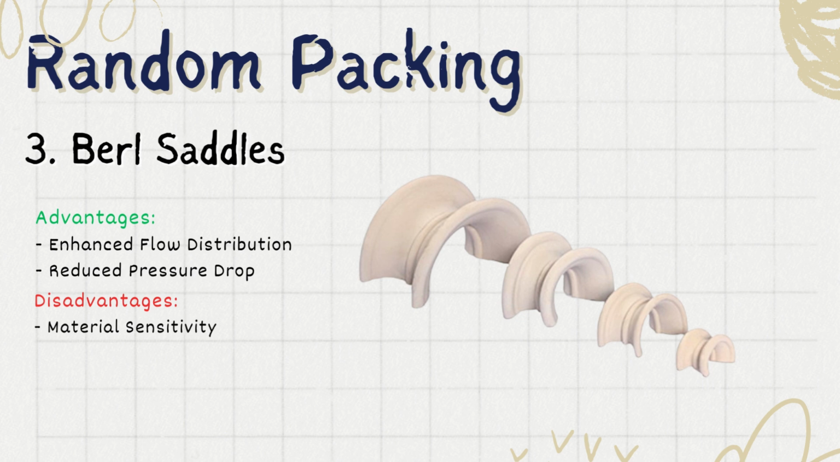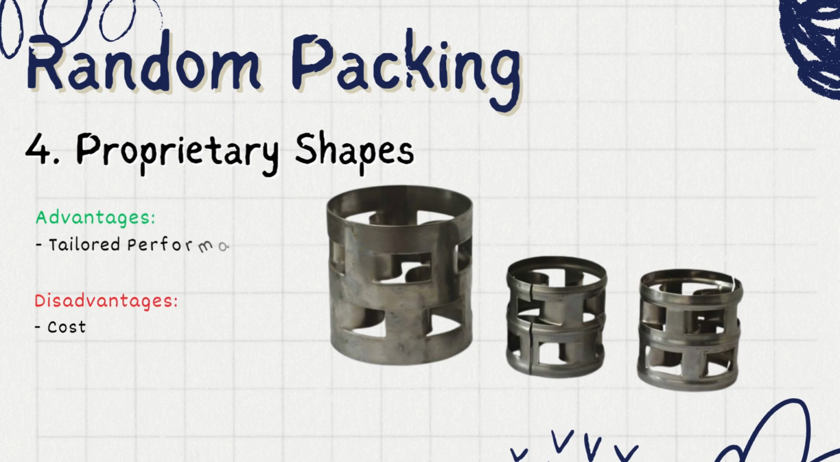Okay, now talking about the last type of random packing, which is proprietary shapes. Guys, proprietary random packings like interlock saddle, high pack rings are specially designed to offer specific performance advantages. And guys, these types of packing are used in specialized applications to provide improved efficiency.